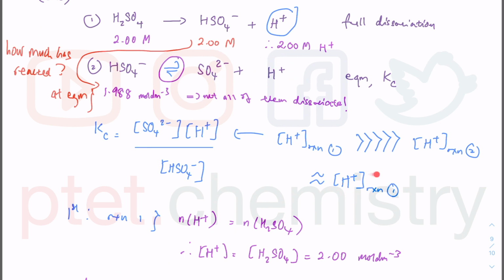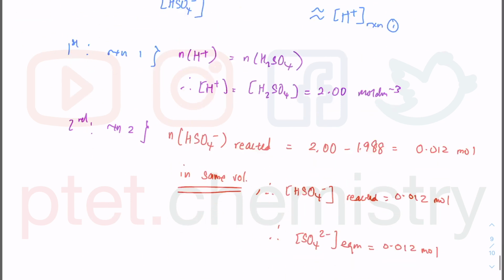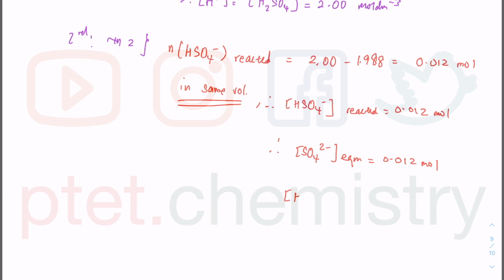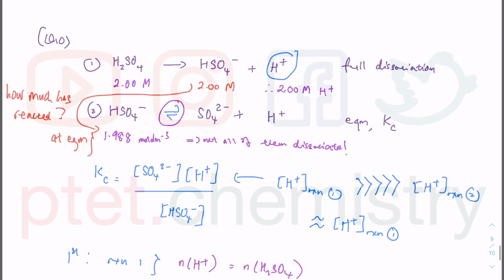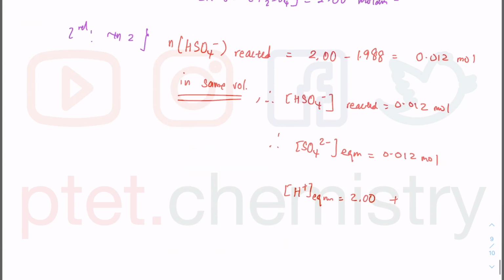I've done this approximation, but what you could do is add 2.00 plus the 0.012. So the H+ at equilibrium by right is 2.00 from the first dissociation. They give you this already, but from the second dissociation you get 0.012. So as you could see, it almost makes no difference at all. Yeah, it's concentration that I'm talking about, so they are mole per dm cube. This should be mole per dm cube as well. That should be mole per dm cube as well, remembering that they're all in the same volume.